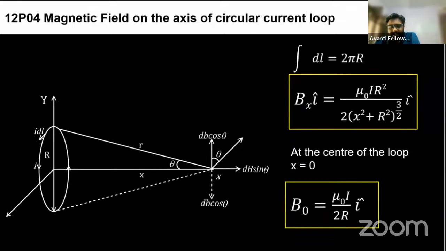This is the final expression that we need. Now you may wonder what the expression is at the center of the loop. So put x equals 0. This would be the value of the magnetic field at the center of the loop. Is that clear? Does anyone have any doubt so far? Any kind of doubt, guys?